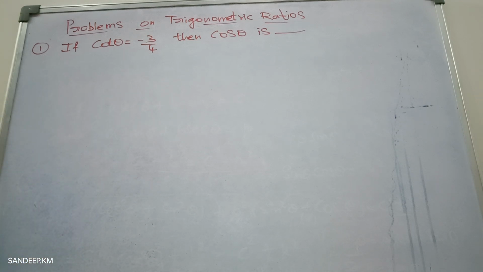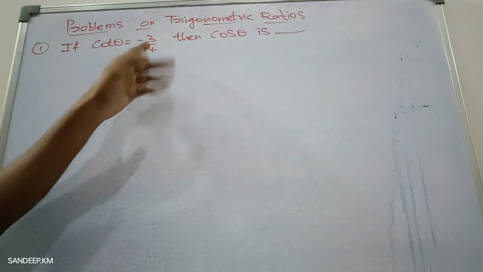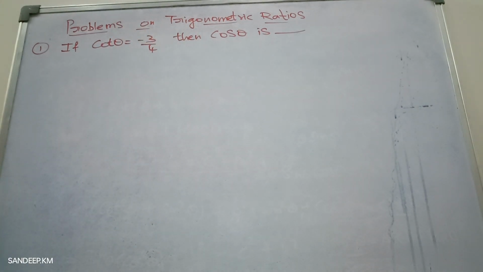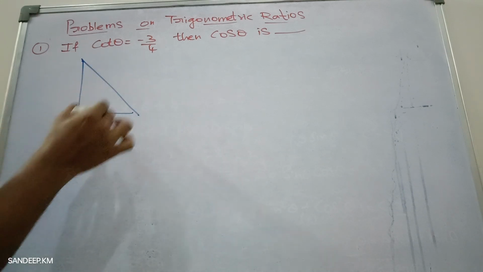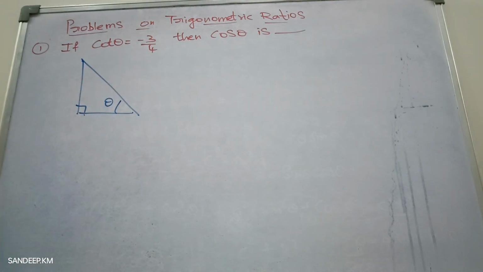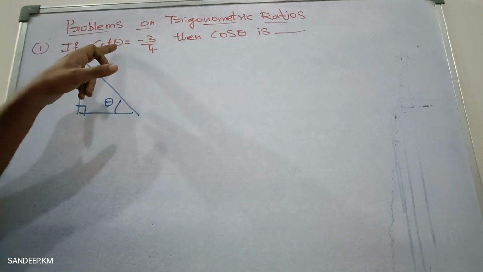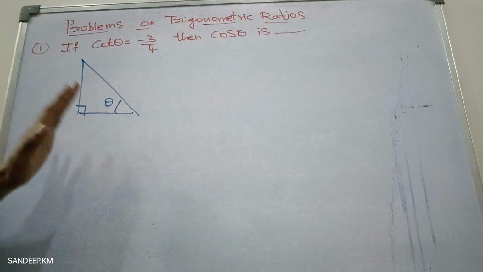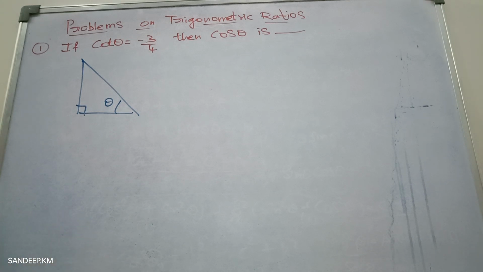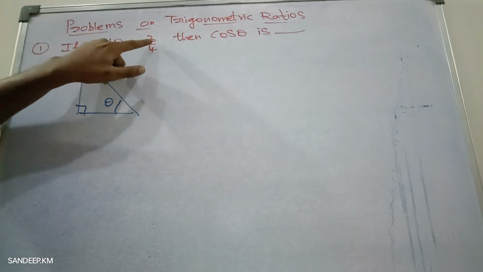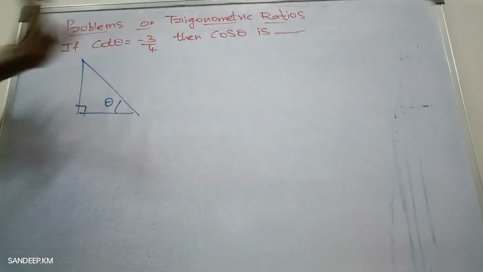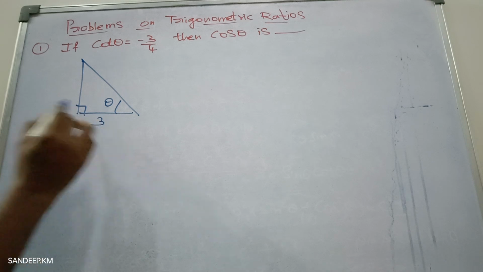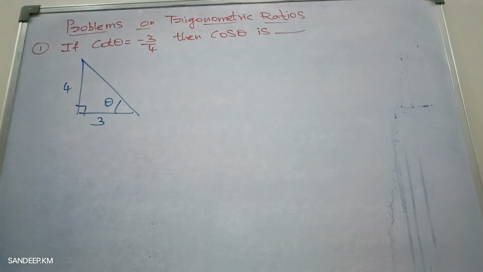Okay, so first question. If cot theta is minus 3 by 4, then what is cos theta? Very basic question, right? First of all, let me consider a right angle triangle where theta is an acute angle. It's not necessary that theta must be acute in this particular question, but assume that theta is acute, no issues. If that is the case, cot theta is adjacent side by opposite side. So ignoring the sign, adjacent side is 3 units, opposite side is 4 units.